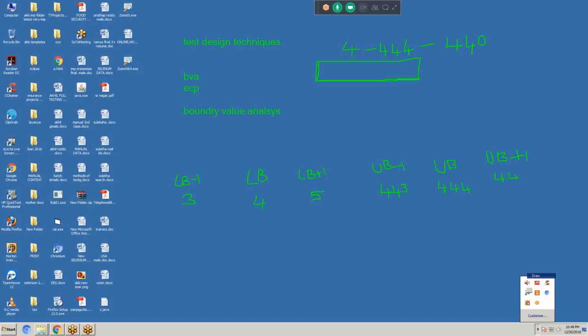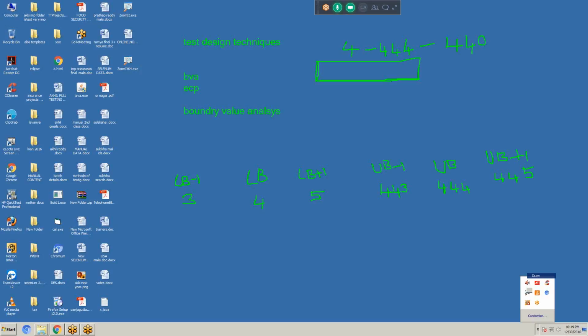So we will take only these 6 values. Once we will take 3, once 4, once 5, once 443 characters, once 444 characters, once 445 characters. So whenever we are comparing the 440 inputs, we are taking only 6 inputs and we are doing testing.